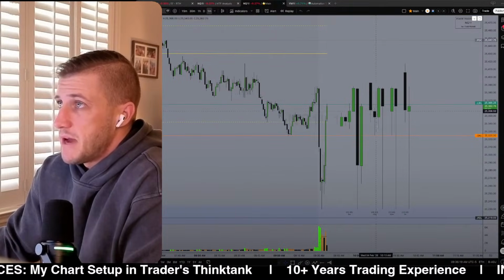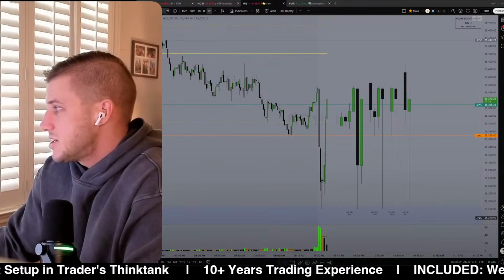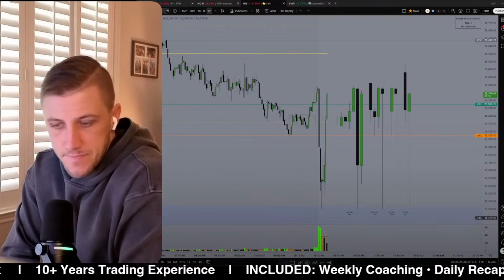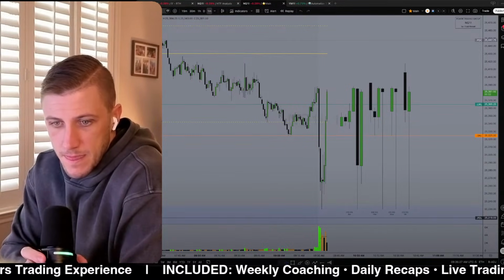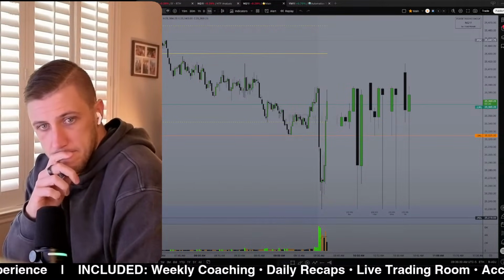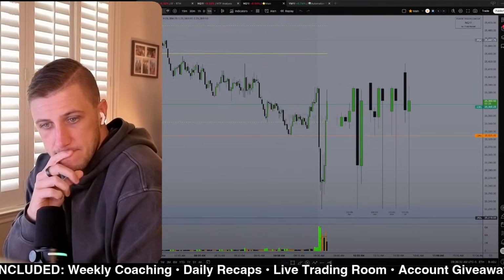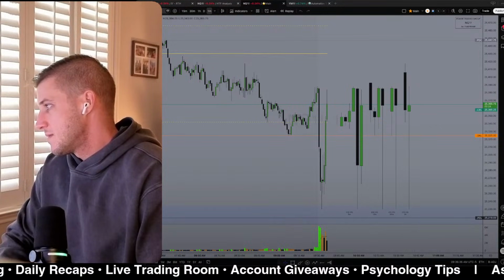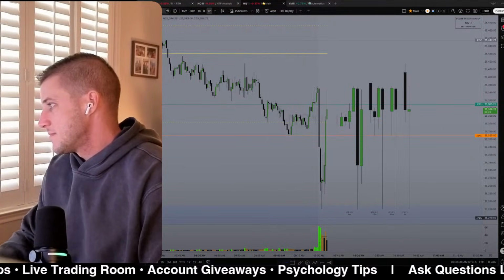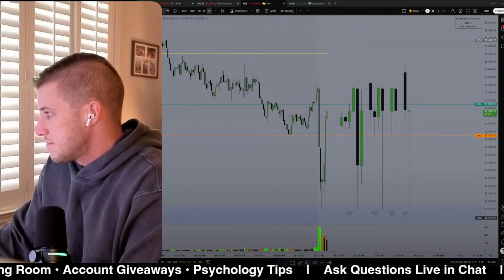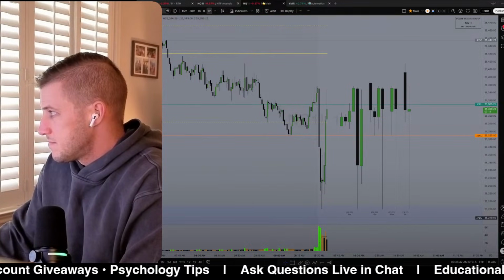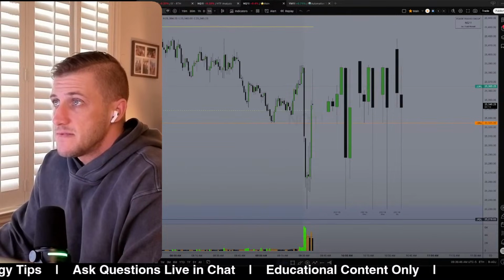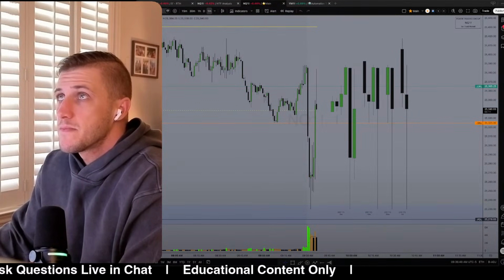Nasdaq looks like a nice bounce there from prior day low coming into session high. Retest of the highs, retest of the open right there.